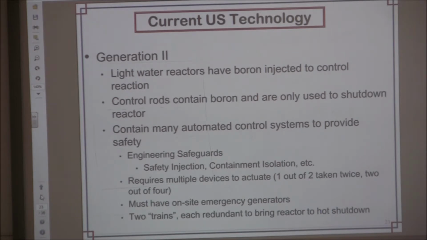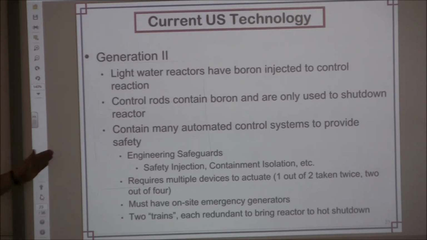We're pretty much generation 2. So first generation was back in the 50s, smaller plants. Everything since then has been generation 2. So we have boron injected to help control the reaction. So once we start a plant up, we just pull the rods and we don't worry about it, we leave them up. We use a little bit of boron to increase or decrease.